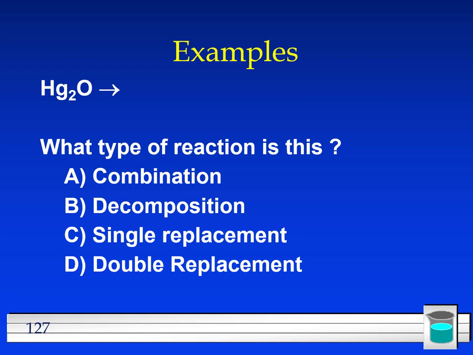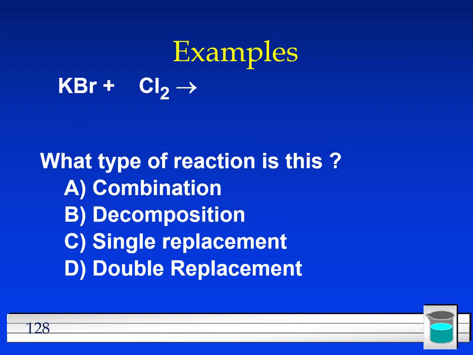Mercury 1 oxide. Okay. It's only got one compound, so it's got to be decomposition. I haven't used D yet. Doesn't it have to be D because I've done all the other ones? No. That's a compound. That's an element.